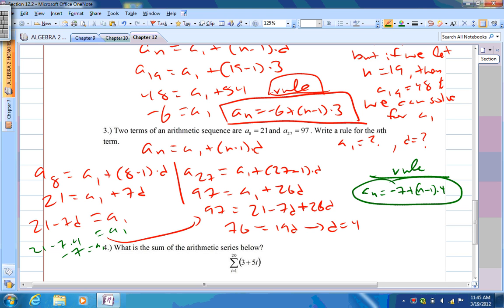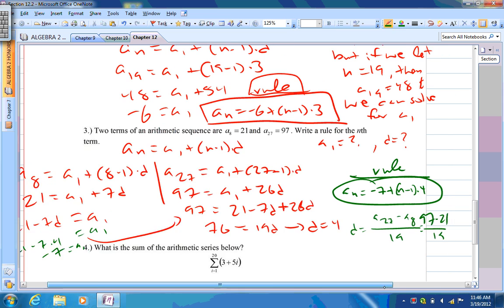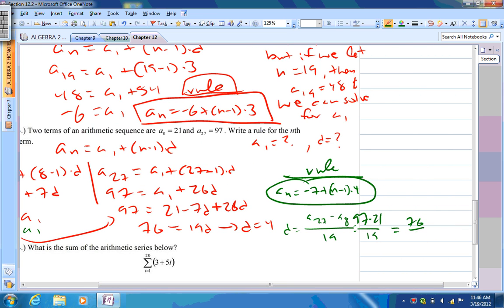Another way you could have done it, you could have said A27 minus A8, divided by 19, equals d. That's because there are 19 terms along the way from A8 to A27. That would have worked as well to find what d equals, because then you would have 97 minus 21 over 19, which is 76 over 19, which gets you 4. Then you could find A1.